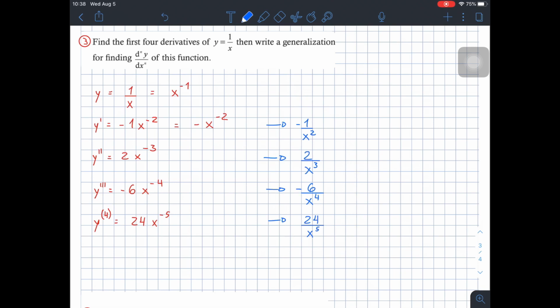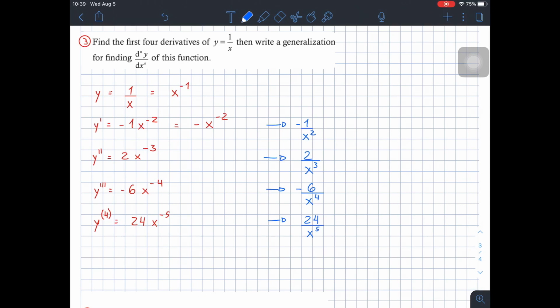The first thing I notice is that signs are alternating, right? Negative, then positive, negative, then positive, right? Okay, so that's the first thing I notice. Another thing I notice is these numbers, 1, 2, 6 and 24, right? Those numbers, maybe we can write them as, this is 2 times 3. 6 is the same as saying, wait, give me a second.